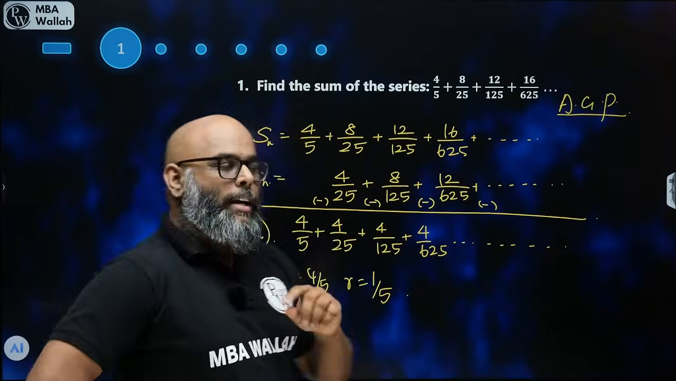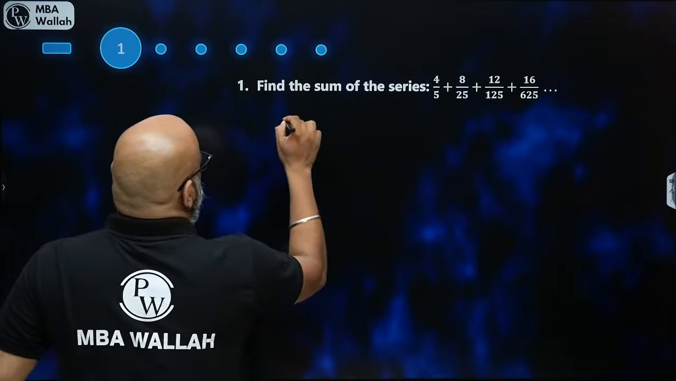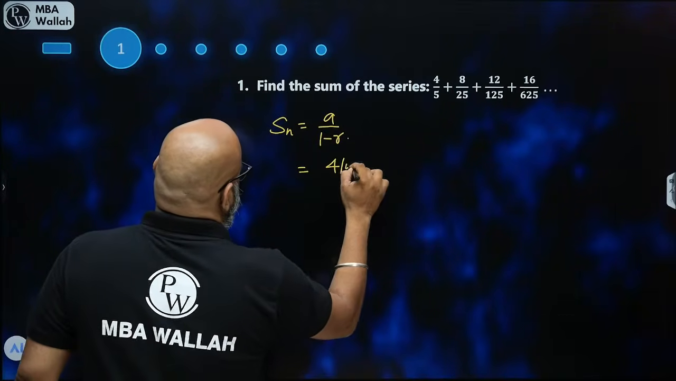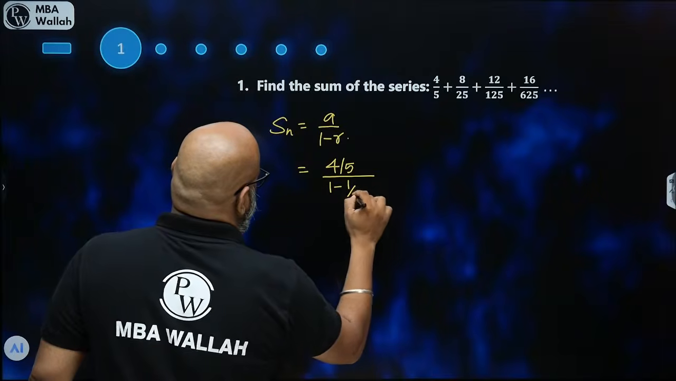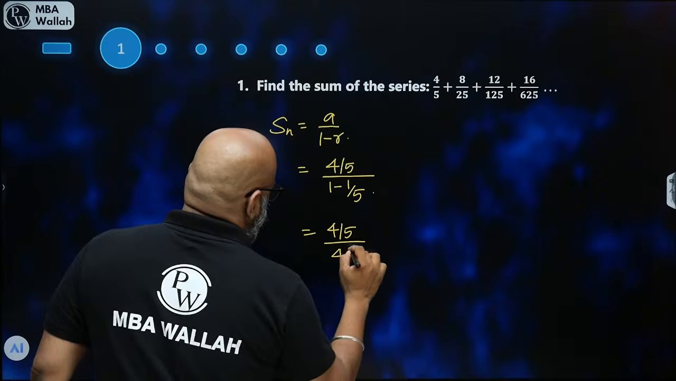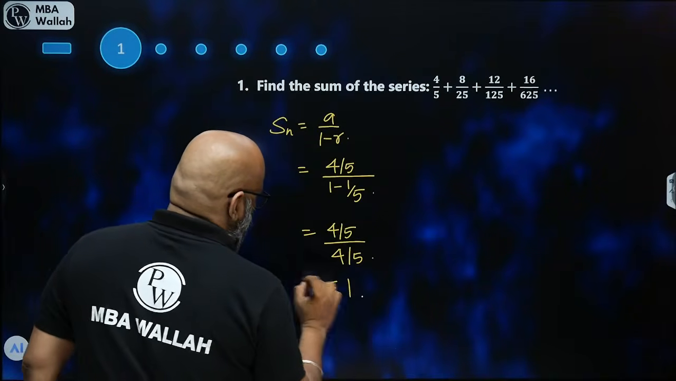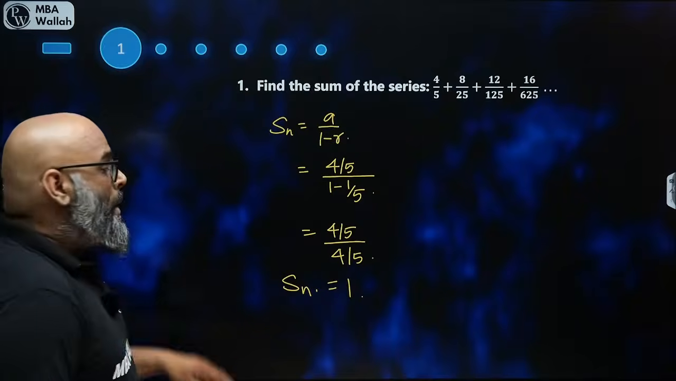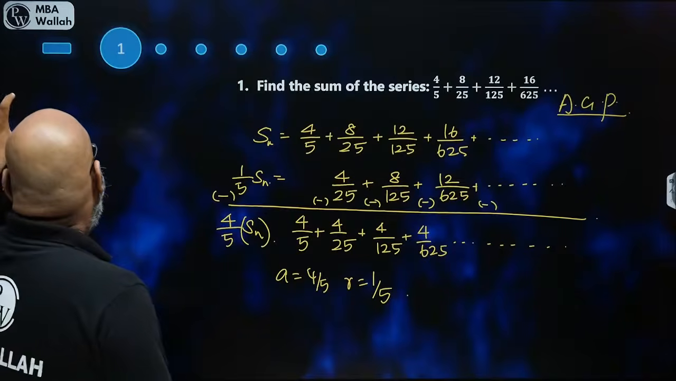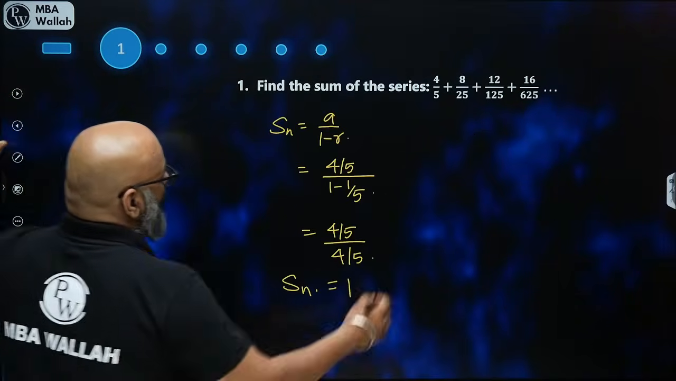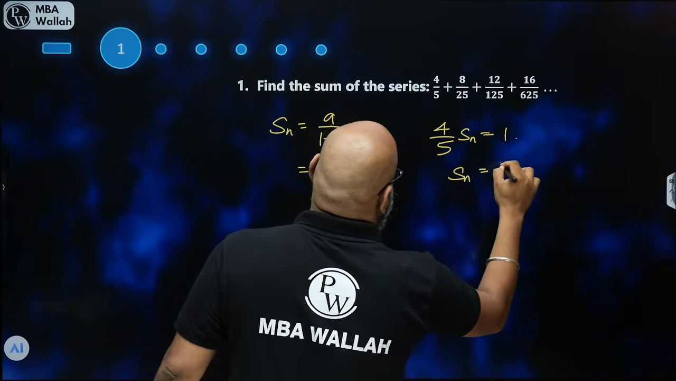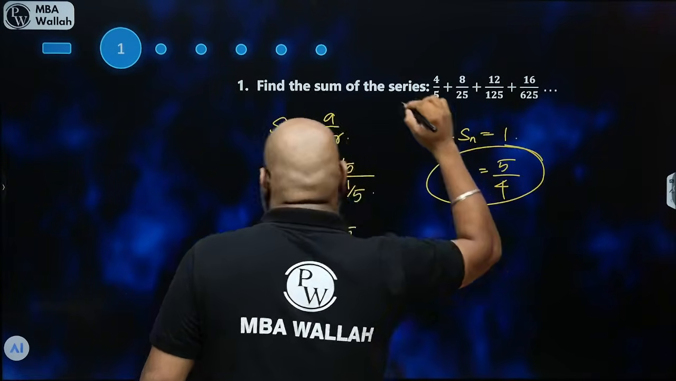For an infinitely decreasing GP, we know that Sn is equal to A by 1 minus R. That will become 4 by 5 divided by 1 minus 1 by 5, or you can write this as 4 by 5 by 4 by 5, which will become 1. So Sn is equal to 1, but we need 4/5 of Sn. So I will say 4/5 of Sn is equal to 1, or Sn is equal to 5 by 4, and that will be our answer.